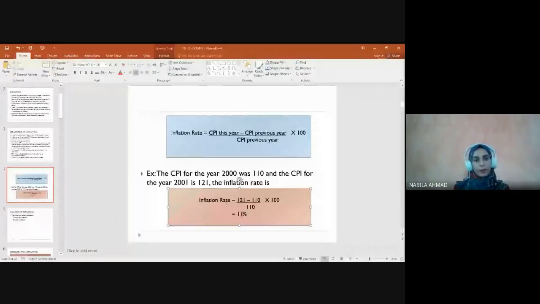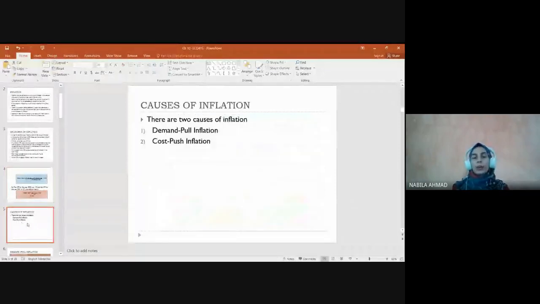So now kita nak tengok causes of inflation. So apa yang menyebabkan inflation? Ya, demand pull inflation dan satu lagi cost push inflation. Okay, so what is demand pull inflation? Ya, it occurs when aggregate demand exceeds aggregate supply. Maknanya bila demand lebih daripada supply, dia akan menyebabkan inflation.